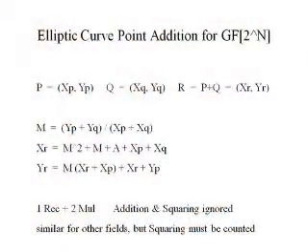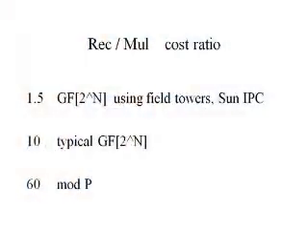So, 2 questions. First line, why do you say SUN IPC for field tower? That's where I wrote code to do field tower. I was comparing 155 using conventional and 156 using a 3-level tower. And that led, for that particular machine, this is 1997 or something, I got a ratio of 1.5.